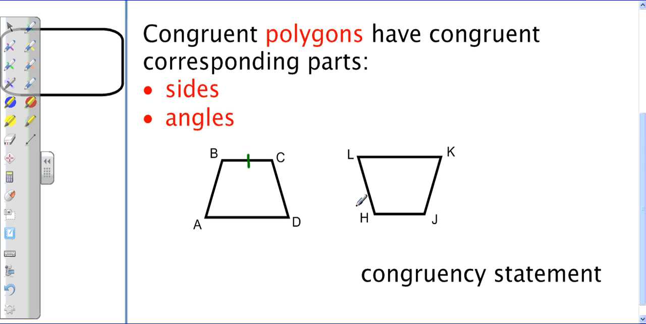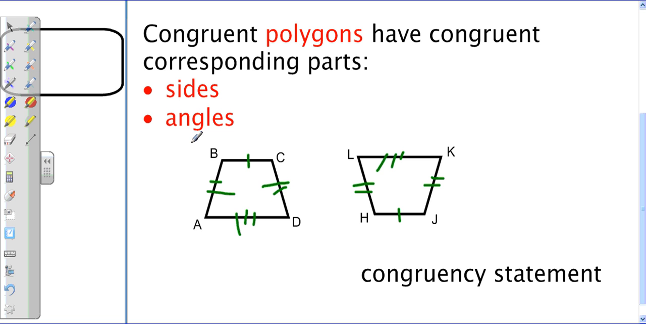But let's say we know that segment BC is congruent to segment HJ. Let's say we know CD is congruent to segment LH. Let's say we know AD is congruent to LK. There we go. And then let's say that these last ones are congruent as well. And let's say it is isosceles, so BA and CD are congruent, LH and KJ are congruent.